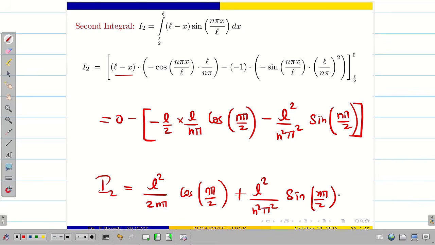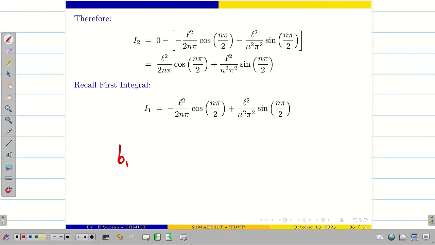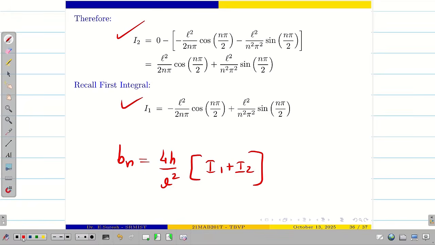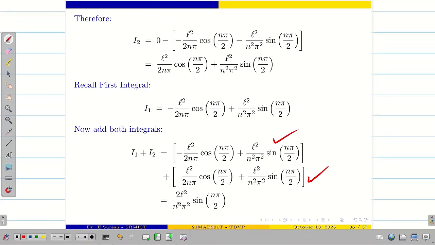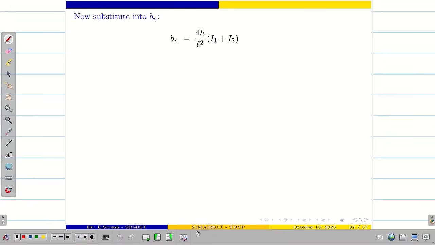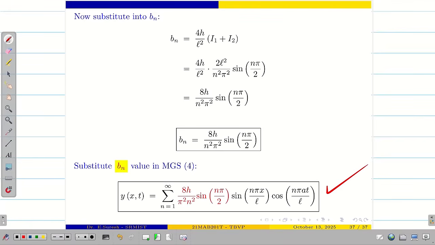Now let us add this I1 and I2. Let us recall I1. Substituting in the final answer, Bn is equal to 4h by L square times I1 plus I2. Just adding these two, we can cancel this cos term. Only the sin term exists and we get 2L square by n square pi square sin n pi by 2. Now substitute the Bn in the most general solution. Further simplifying this, we get the final answer 8h by n square pi square sin n pi by 2. This is my final answer, students.